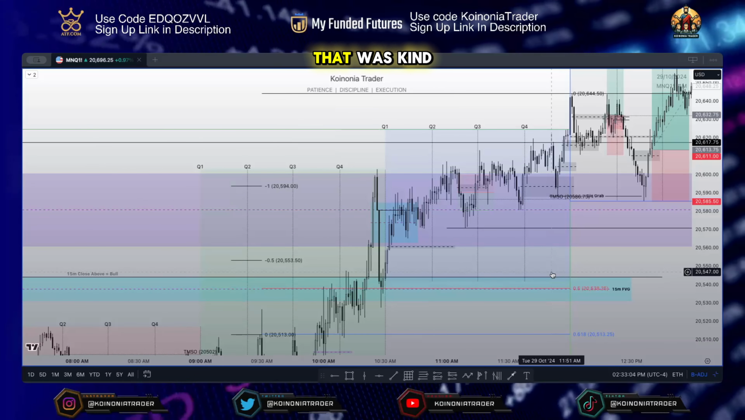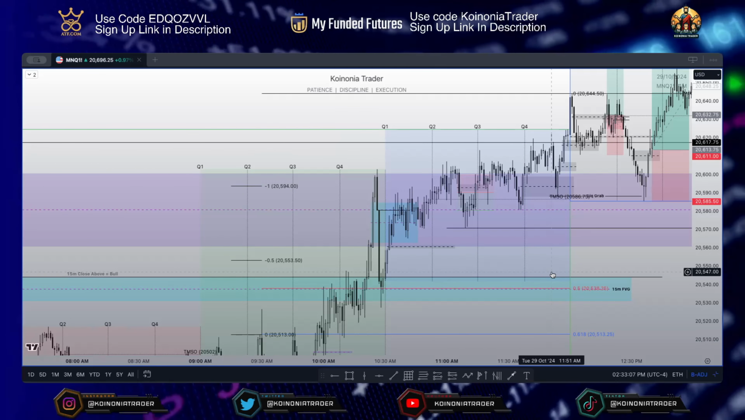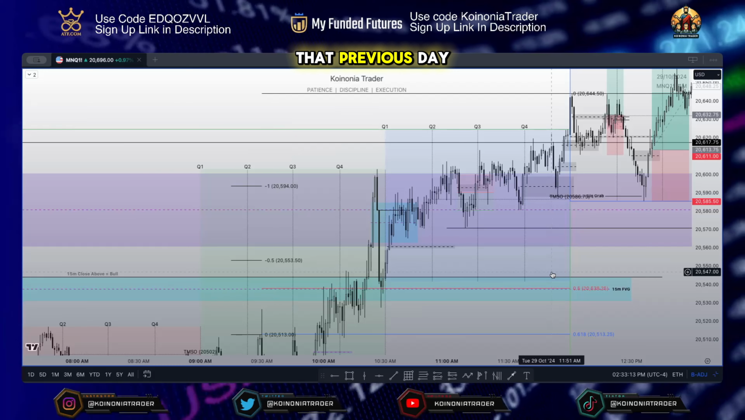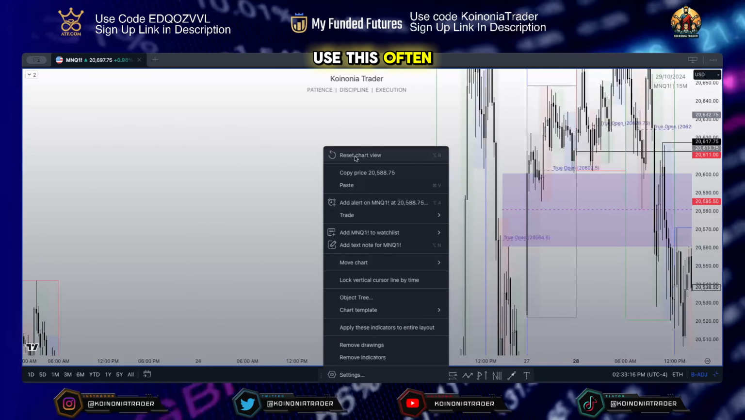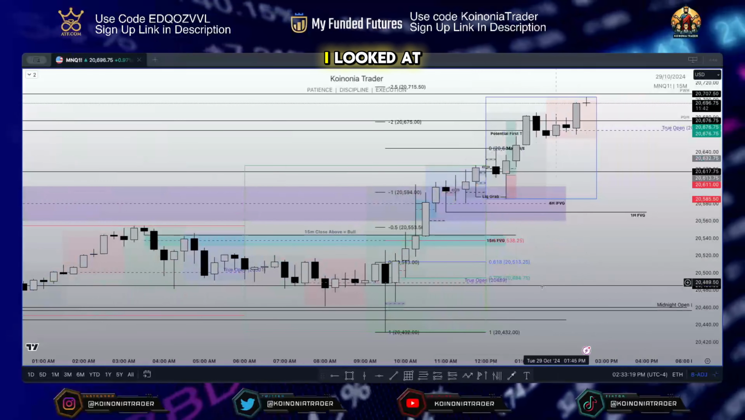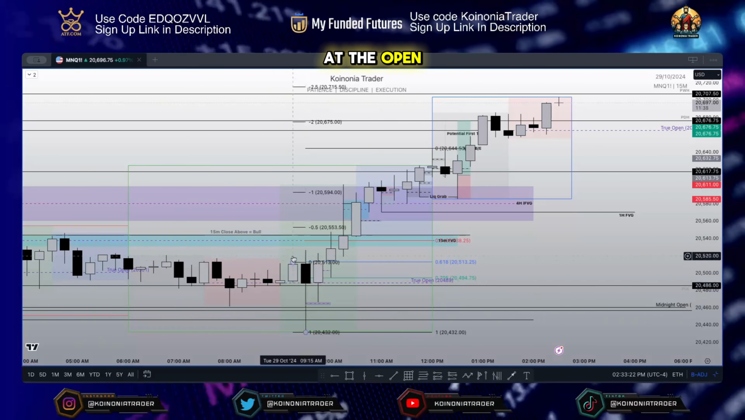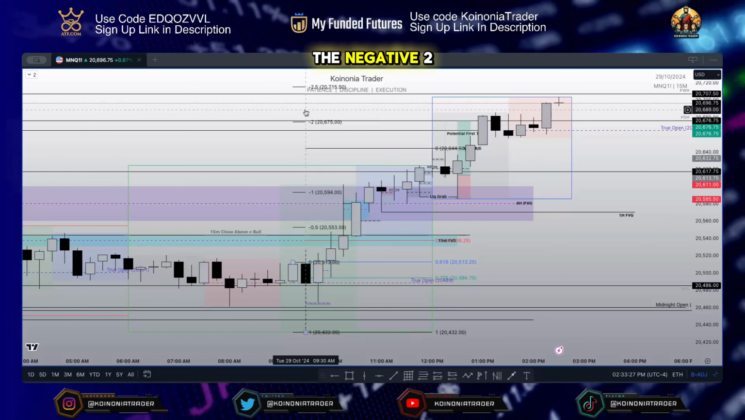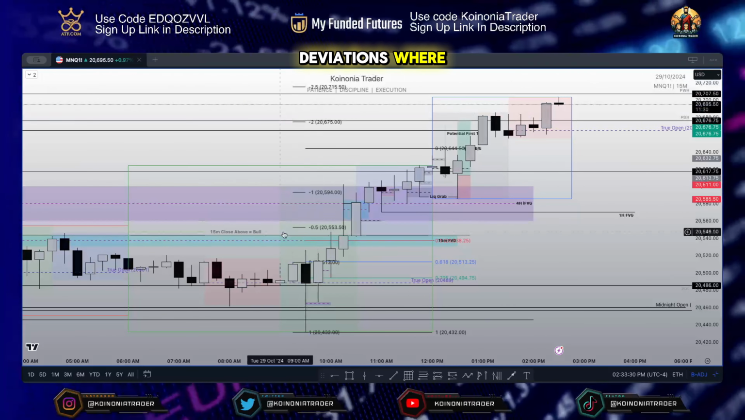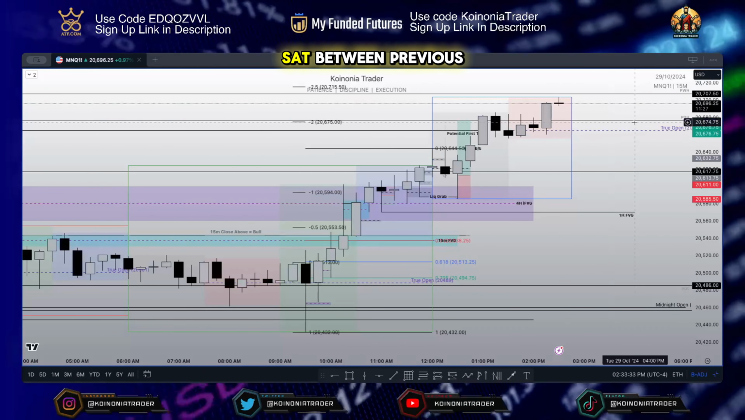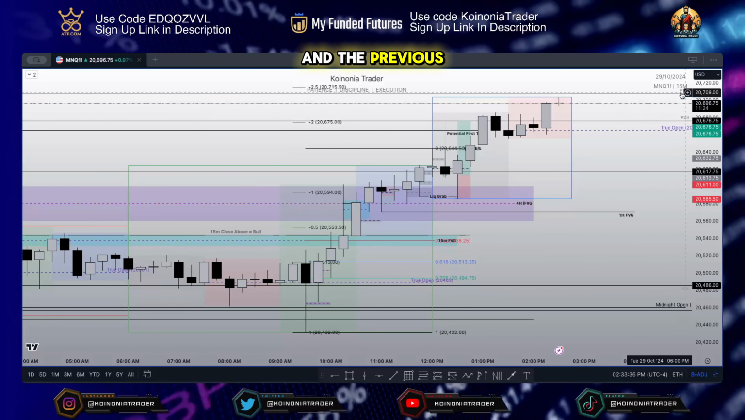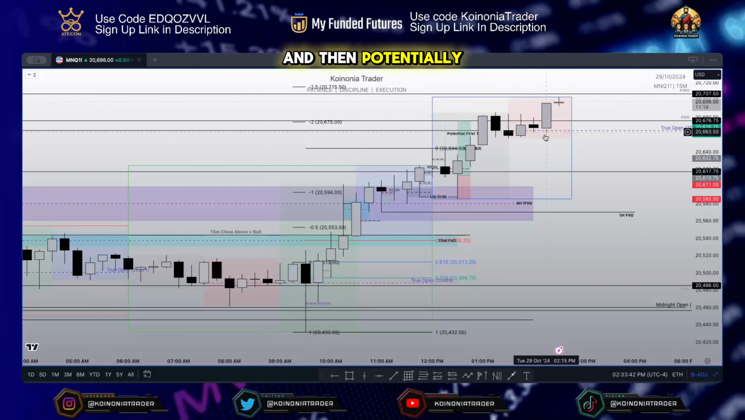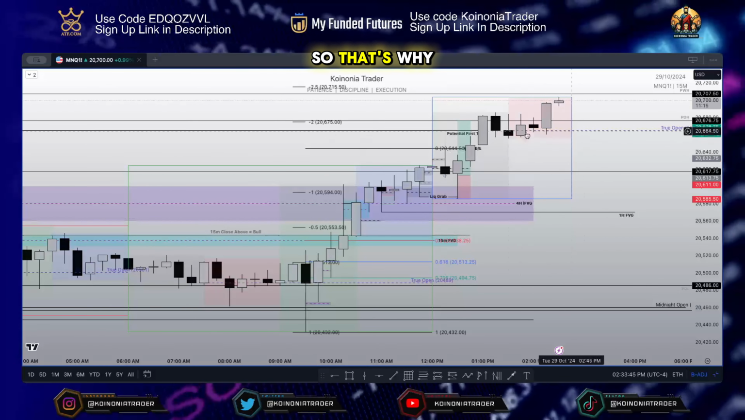The only thing that was making me a little confident that we were going to hit that previous day high, and I don't use this often, everyone, but I sometimes take a look at it. I looked at this manipulation here at the open, taking the swing high before and the low that was created with it. The -2 to -2.5 standard deviations, which is where we can get a reversal, sat between previous day high and the previous week high. So overall, I was thinking, yeah, we're going to move on up here and then potentially reverse down after that. So that's why previous day high was my target.